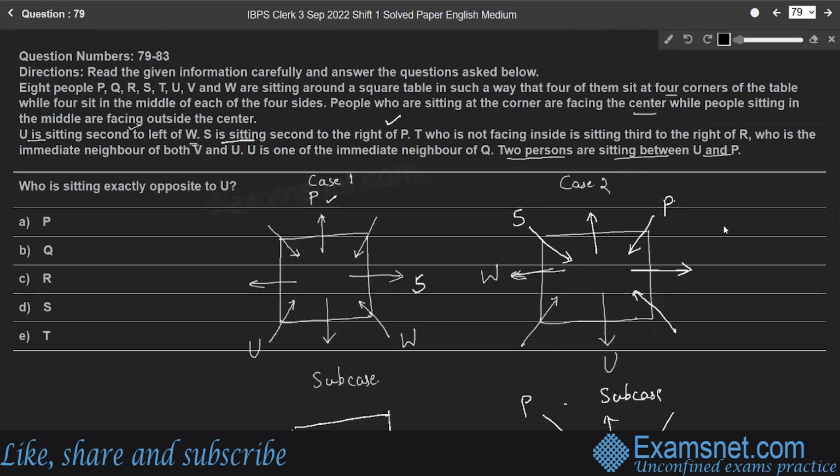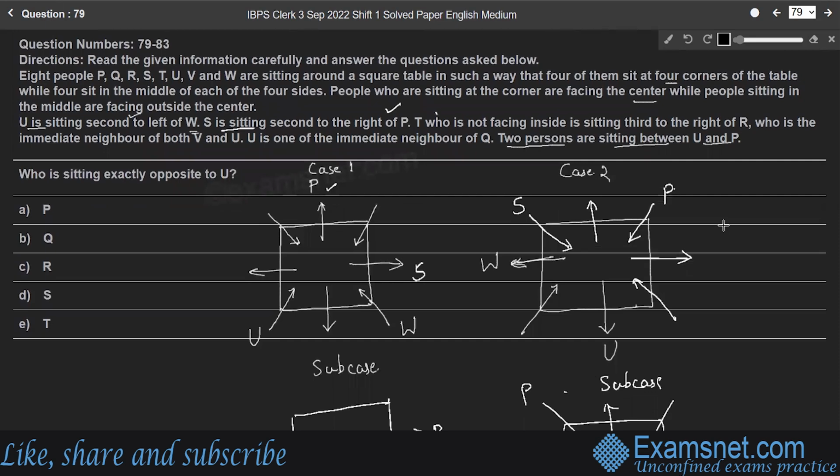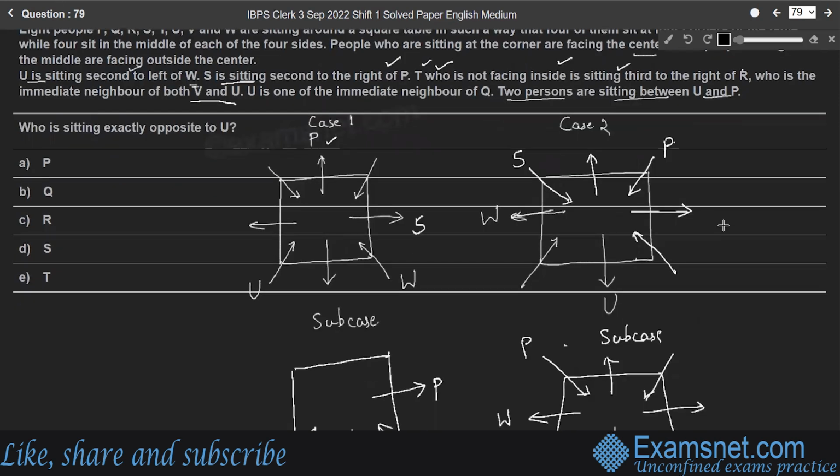So next point, T who is not facing inside. So here T, this is a very important point. T is not facing inside. He is sitting third to the right of R, who is the immediate neighbor of both V and U. So here there are 3 important points. Here R is the immediate neighbor of both V and U, and T is sitting third to the right of R.